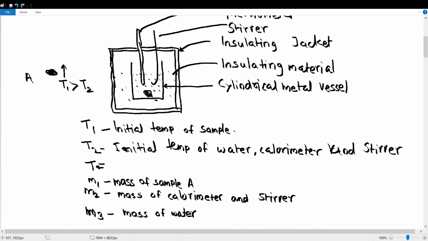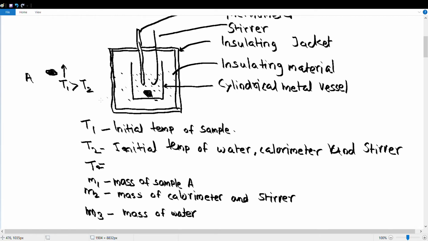Suppose this is the sample. Now we put the sample in the calorimeter. What happened? The temperature of the sample is greater than the temperature of the water. Then naturally this sample exchanges heat to its surrounding. What is its surrounding? Its surrounding is water, whose temperature is T2, which is less than the temperature of this sample. Then this heat is exchanged to the surrounding, and the surrounding means this water gained that heat.